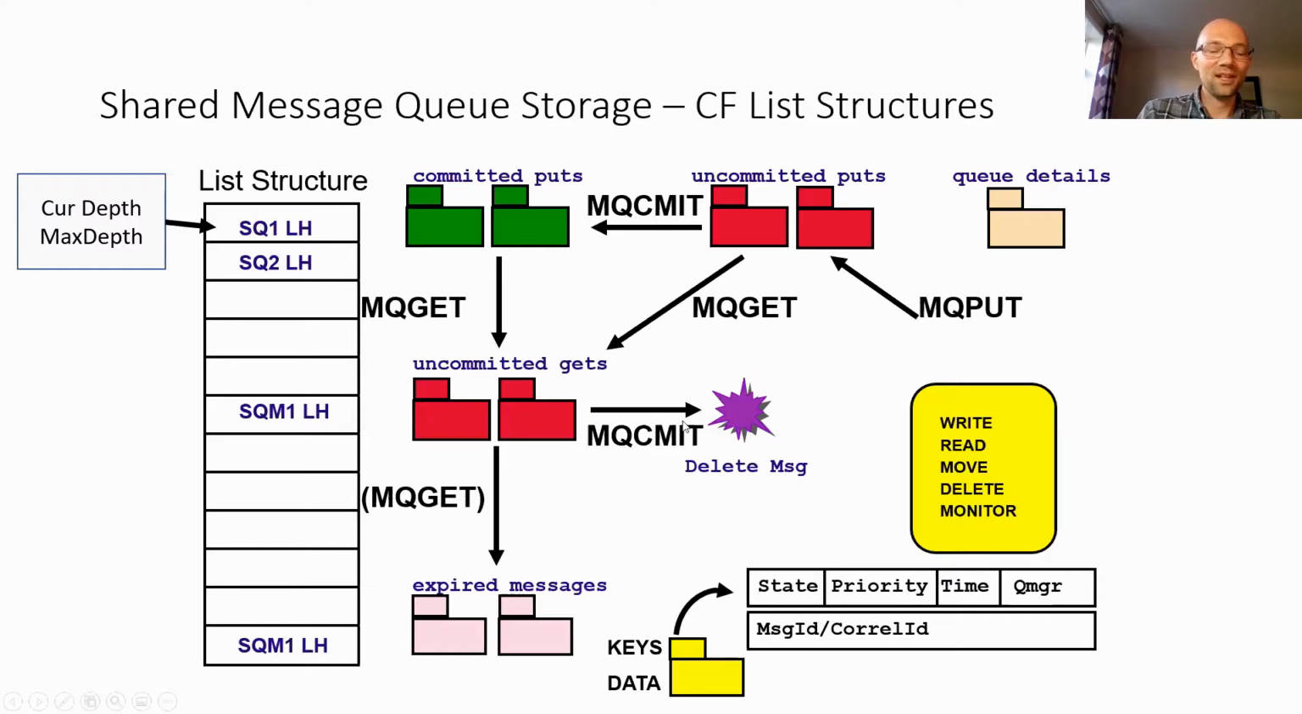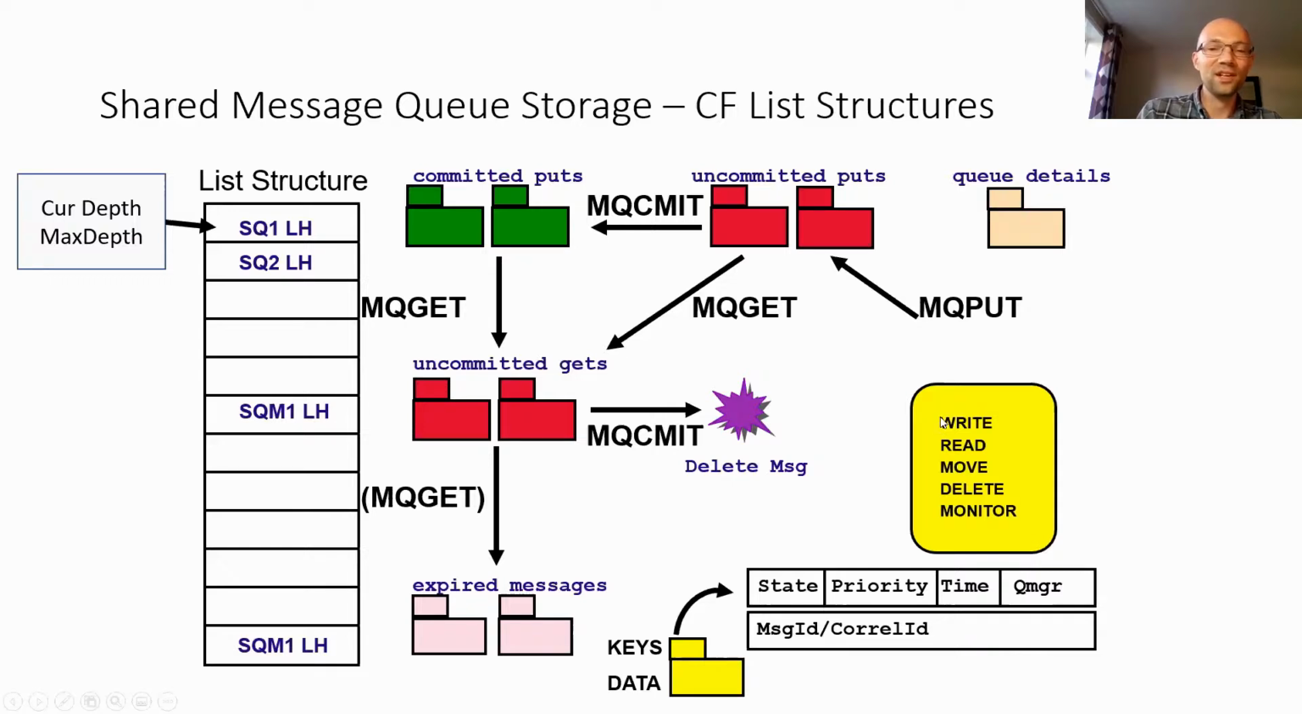Now, when messages are got from a queue, rather than being deleted immediately from the CF list structure, they get moved to another list header, which is a special one for uncommitted gets. That's just in case we need to back them out later if the transaction backs out. So it's moving messages around within the CF structure rather than deleting them immediately. And that's all made possible by the operations that the coupling facility allows MQ to use.